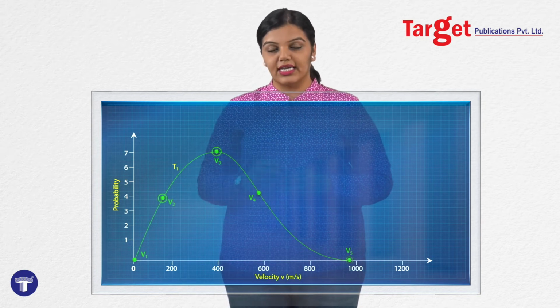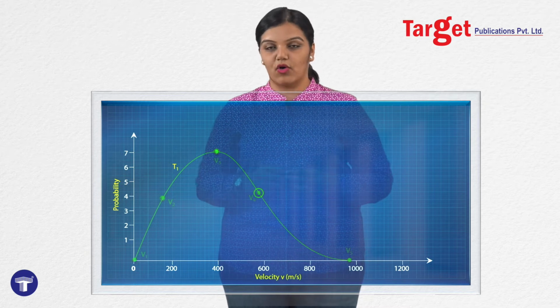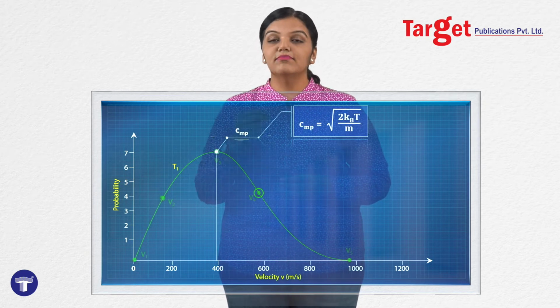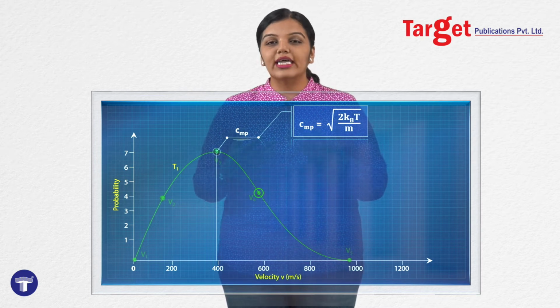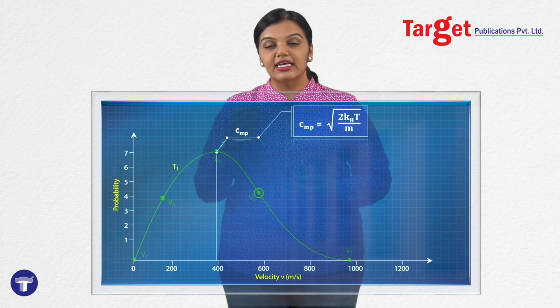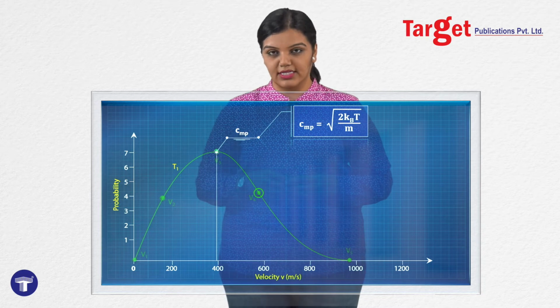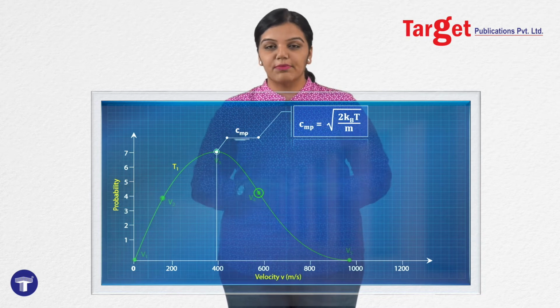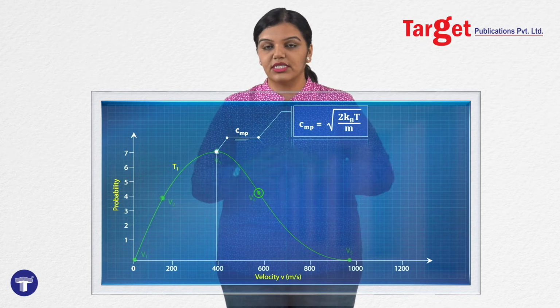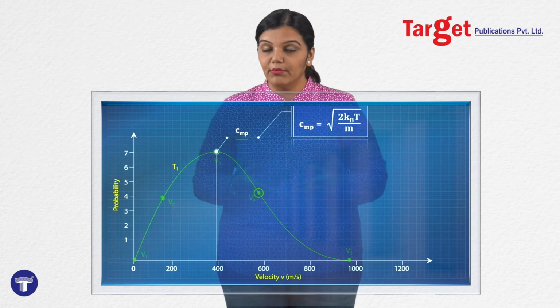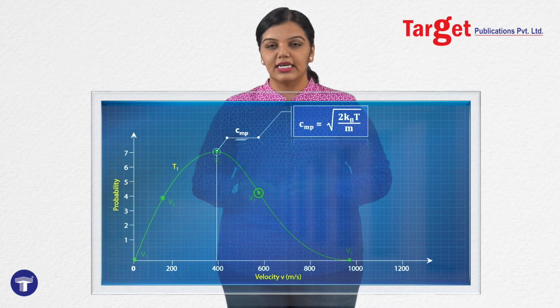The first one is what corresponds to the peak of the graph. This is the most probable speed, given by the formula root 2 k_B T by m, where k_B is the Boltzmann constant, T is the absolute temperature, and small m is the molecular mass. The most probable speed corresponds to the largest number of molecules having this particular speed, and therefore its name, most probable.